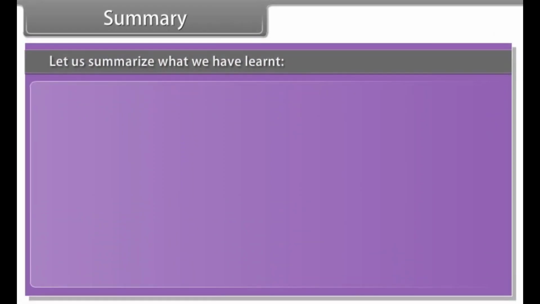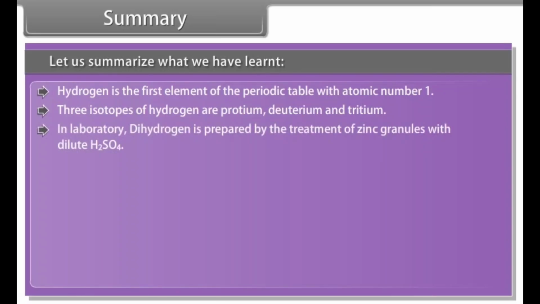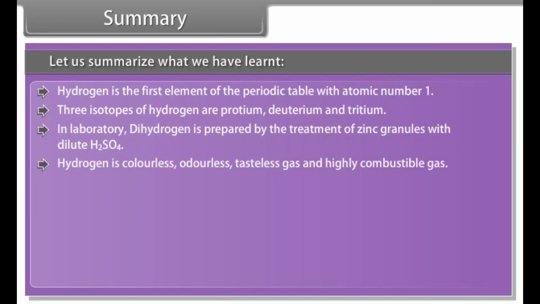Summary. Let us summarize what we have learned. Hydrogen is the first element of the periodic table with atomic number 1. 3 isotopes of hydrogen are protium, deuterium and tritium. In the laboratory, dihydrogen is prepared by the treatment of zinc granules with dilute sulfuric acid. Hydrogen is a colorless, odorless, tasteless and highly combustible gas.